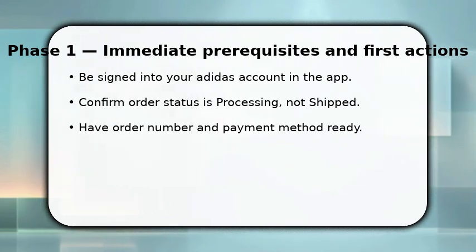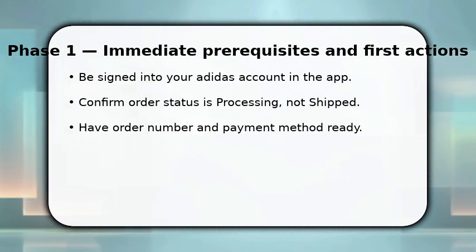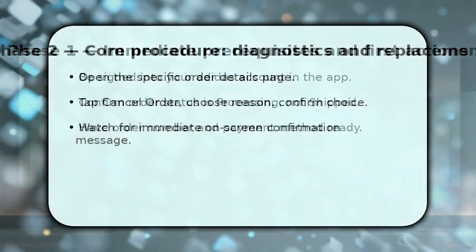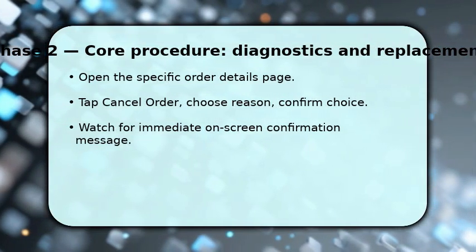Now, with the right order visible, tap it to begin the cancellation flow. You're on the order details page. Look for the cancel order button and tap it. That begins the one available in-app flow.